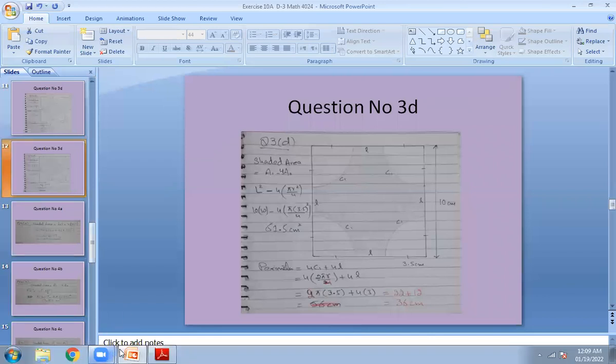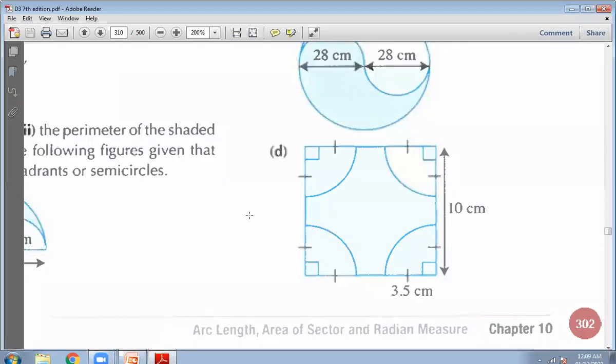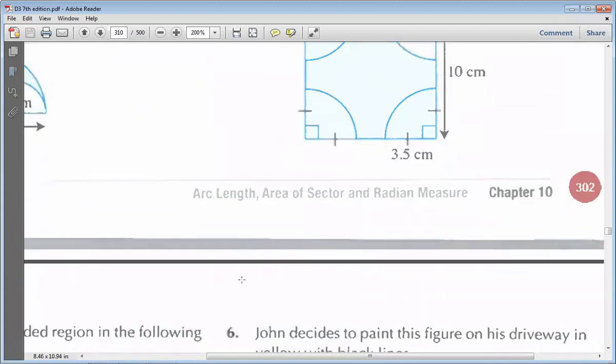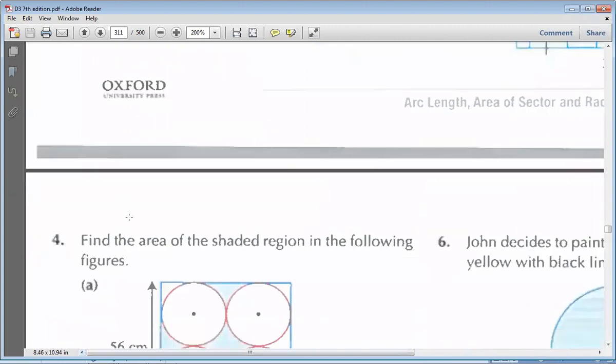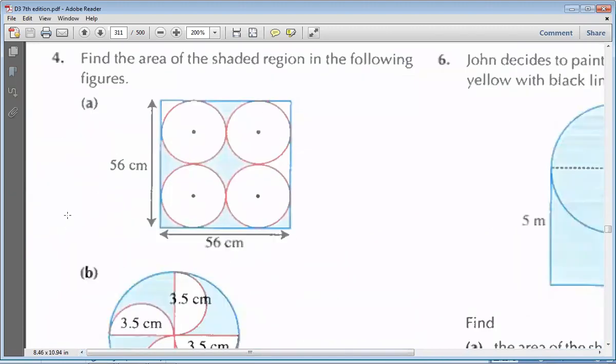So let's move to the next question. The next question is question number 4. He says, find the area of the shaded region in the following figures. Now in question number 4, you don't have to calculate the perimeter. We only have to find the area of the shaded region. So the first figure is showing up on your screen. It's a square and the length is 56 centimeters.